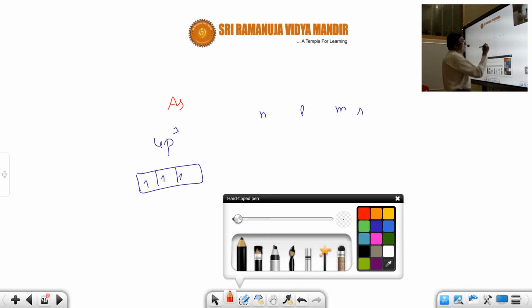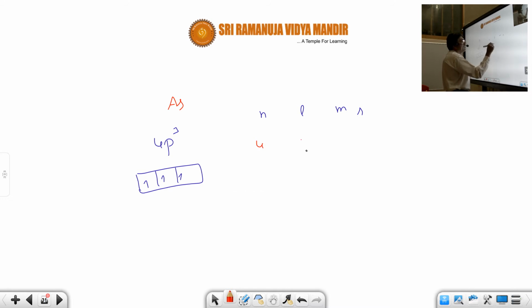Right? The n value will be 4. The l value will be 1. The m value is minus 1, 0, plus 1. This is plus 1. And the s value will be plus half, because the last electron is up. So this is how you can assign quantum numbers practically for any element. I hope you are very clear.